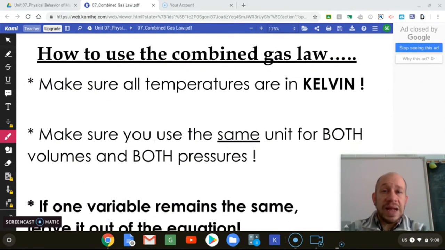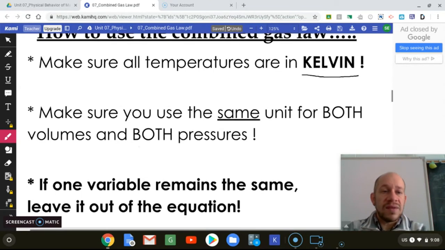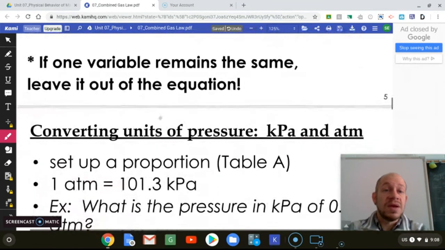How to use the combined gas law. You have to make sure all temperatures are in Kelvin. That's the very first thing you have to do. You have to make sure you use the same units for both volumes and for both pressures, so you have to be consistent. If one variable remains the same, then leave it out of the equation. This makes it easy for us if something is constant.